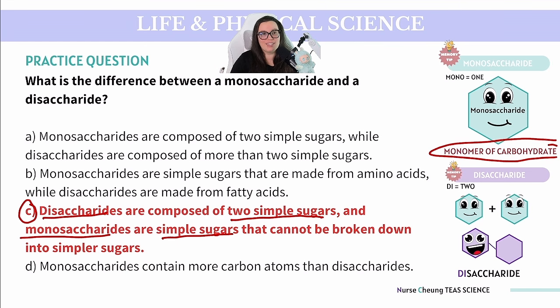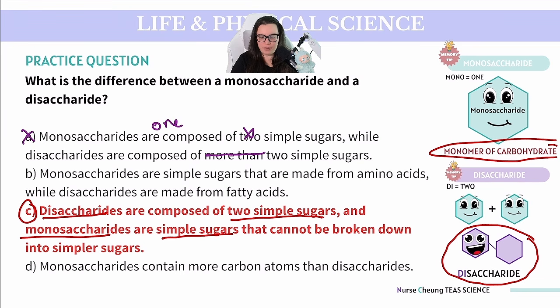In contrast, we have disaccharides like sucrose, which is actually a form of table sugar, and even lactose. And they get their name di, meaning two, meaning that we're going to have two sugar molecules combined together, making C the correct answer. Looking at other answer options, we have monosaccharides are composed of two simple sugars, while disaccharides are composed of more than two simple sugars. We know that that is incorrect because monosaccharides only have one, and disaccharides shouldn't have more than two.